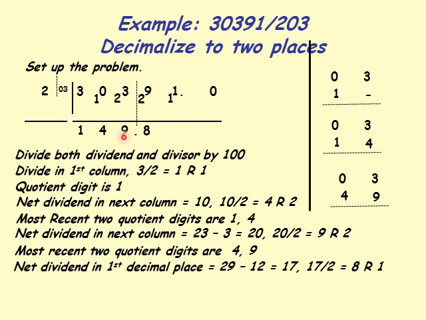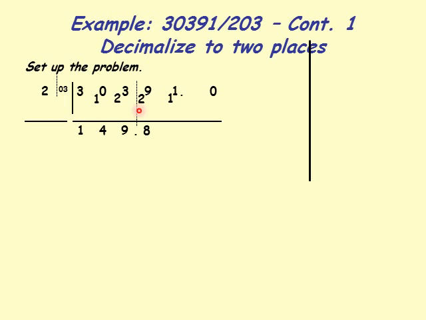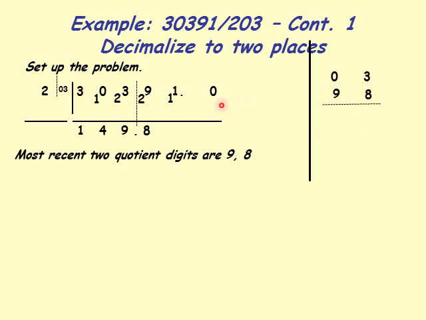Now we have 11 here, and we just got a quotient digit. The two most recent quotient digits are 9 and 8. This is the setup from the previous page, and the setup for the adjustment is 0, 3 and 9, 8. So we will be multiplying 0 by 8 and 3 by 9. We should be able to do this multiplication mentally.